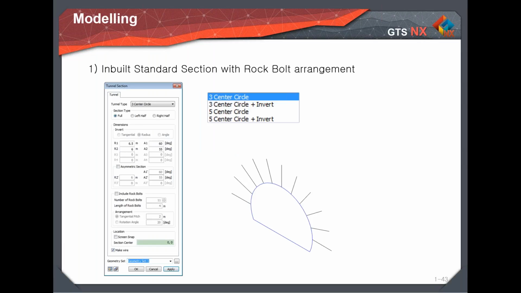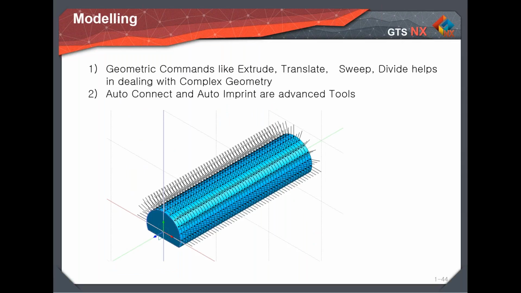So first of all, you have inbuilt standard sections with rock bolt arrangement. Of course, you can import an AutoCAD file, but here you have all kinds of arrangements like 3 center circle, 3 center circle plus invert, 5 center circle, and 5 center circle plus invert already there. You have a circular arrangement as well. So there are inbuilt standard sections with rock bolt arrangement, and you need not take much time to do it in AutoCAD. You can directly start modeling in the program itself.